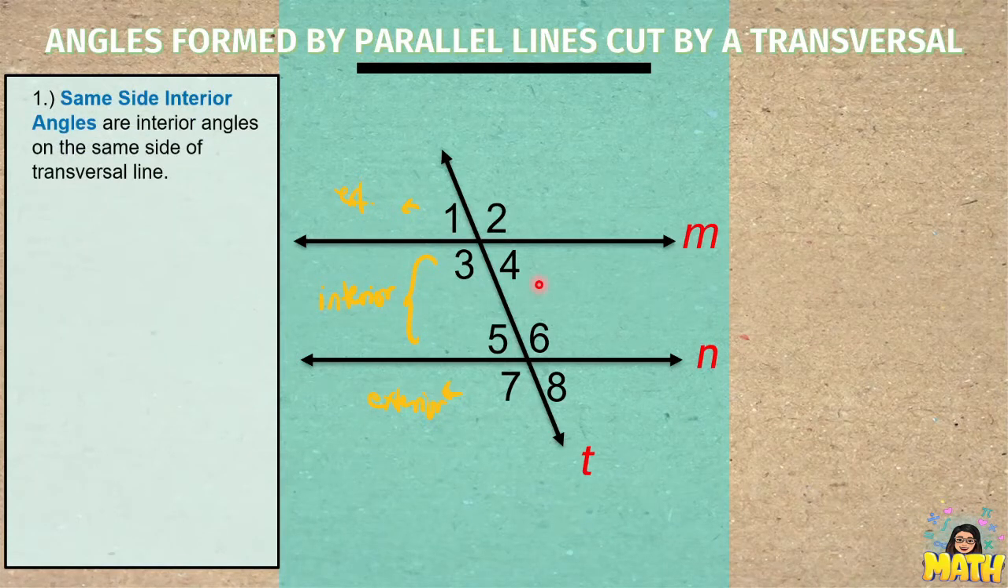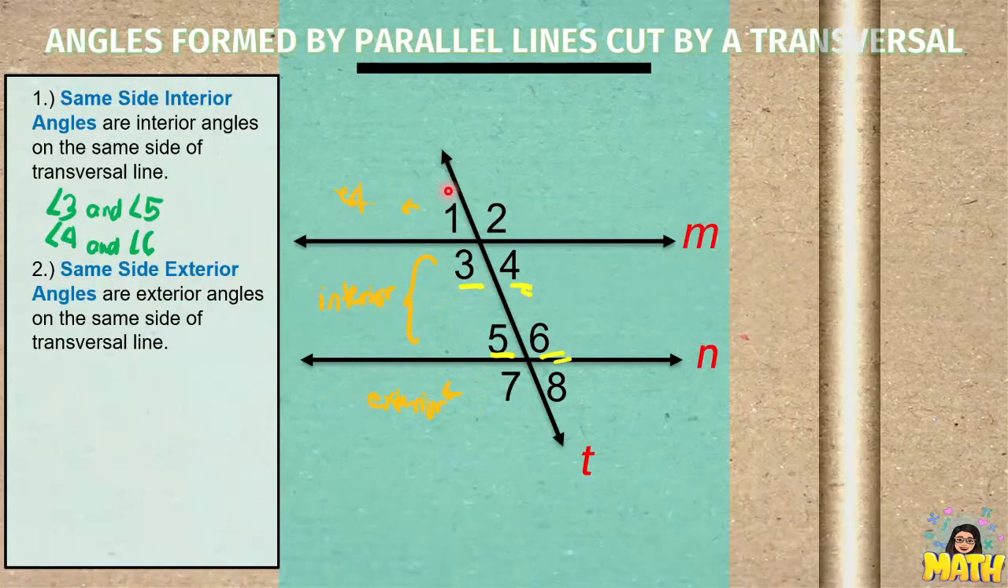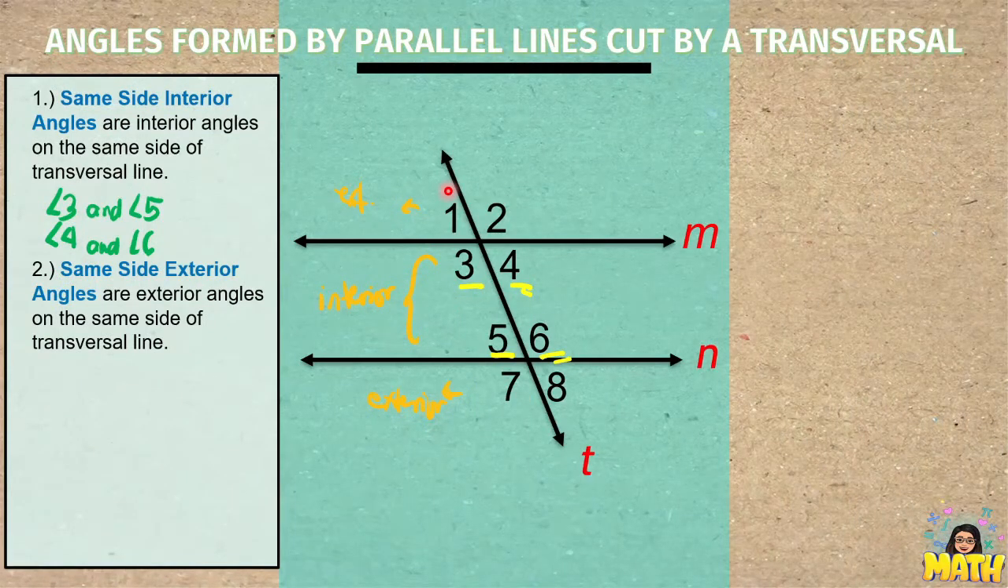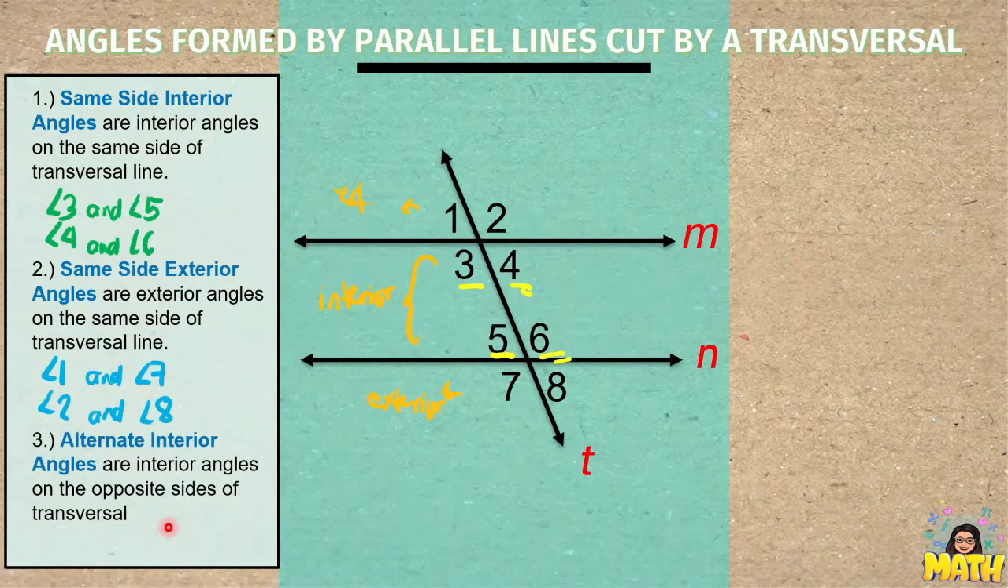So dito, we have 4 interior angles, pero ang tinatawag nating same side interior ay nasa parehong side ng transversal line. So here, we can have angle 3 and angle 5 as one pair, and another pair, we have angle 4 and angle 6. Pareho naman silang nasa right side. These are what we call same side interior angles. Another one is what we call same side exterior angles. Dito naman ay dapat nasa exterior region, just like angle 1 and angle 7, as well as angle 2 and angle 8.